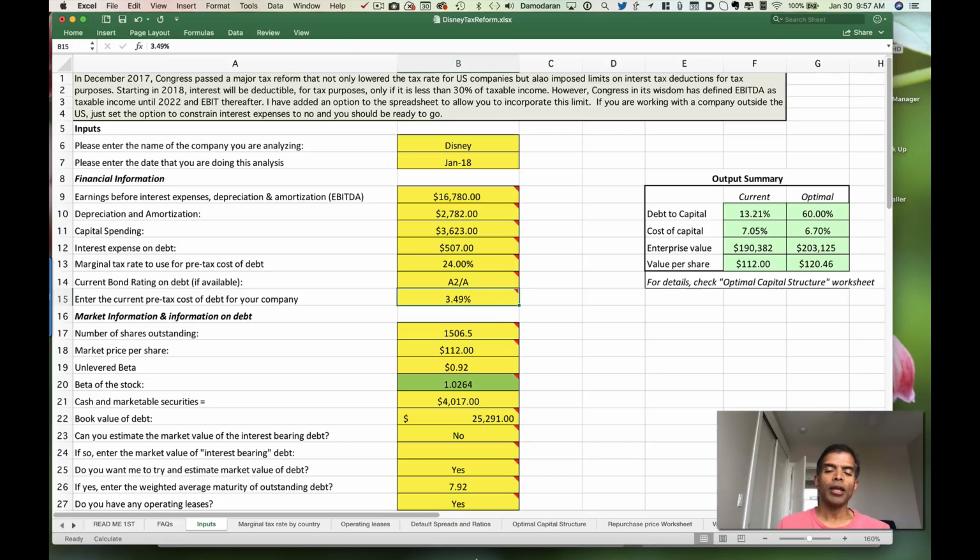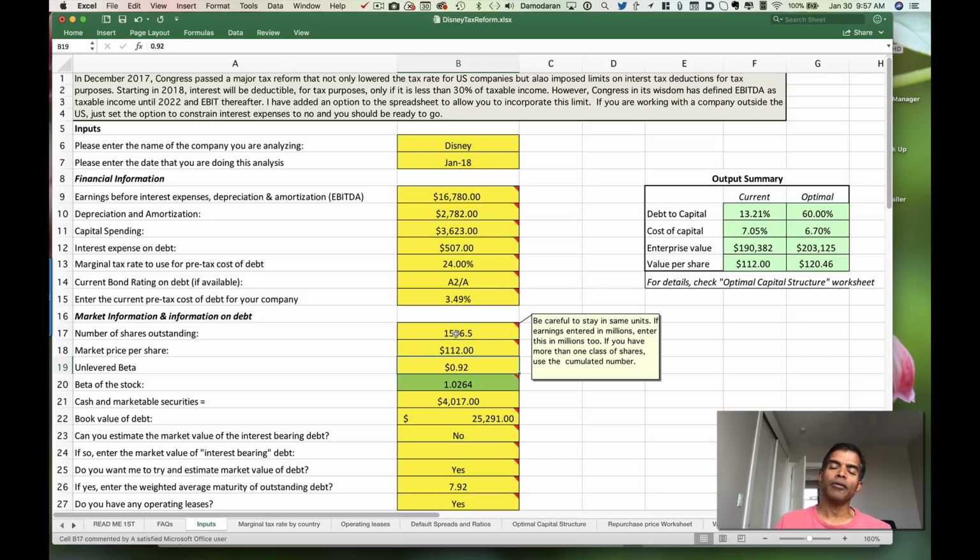If you don't have a rating, that default spread worksheet that I was in actually allows you to compute a synthetic rating for the company, a rating based on the interest coverage ratio, and use the interest rate based on that. Then I ask you for some pretty basic market stuff. Number of shares outstanding. If you have two classes of shares or three classes, make sure you include all the classes of shares. And the stock price as of the most recent day.